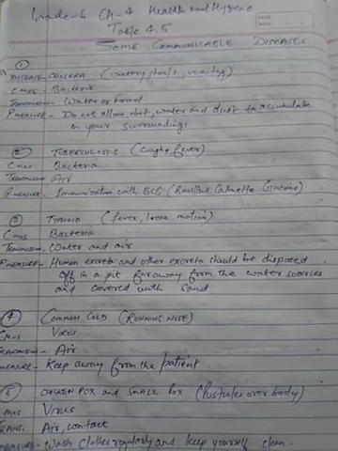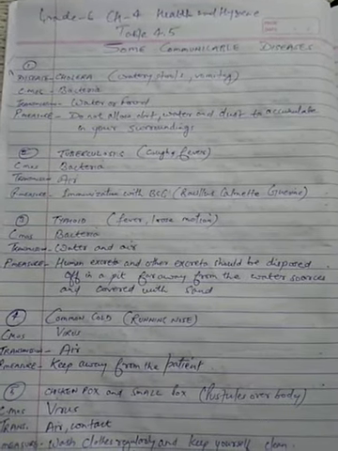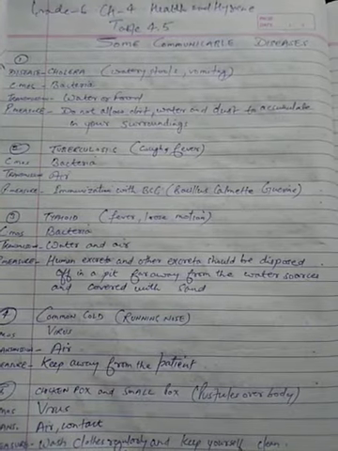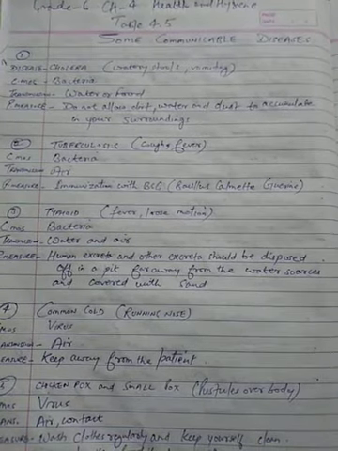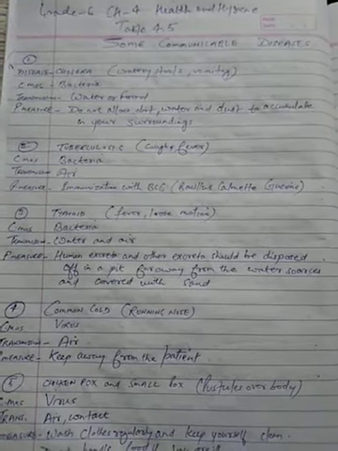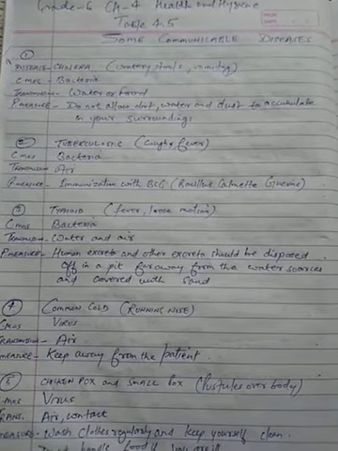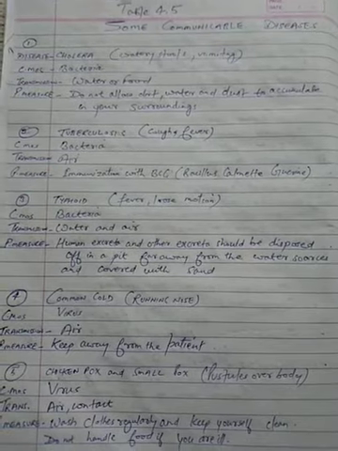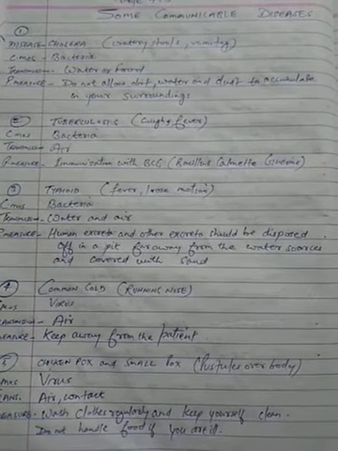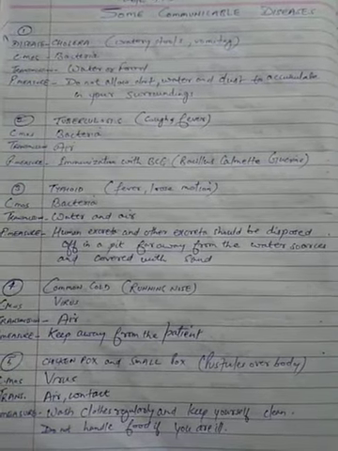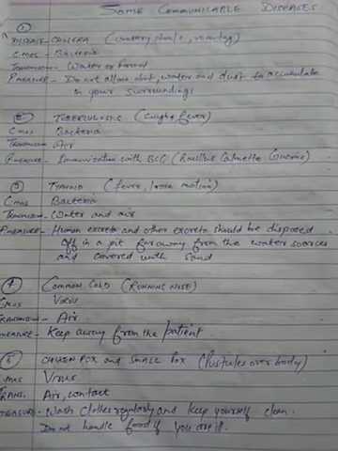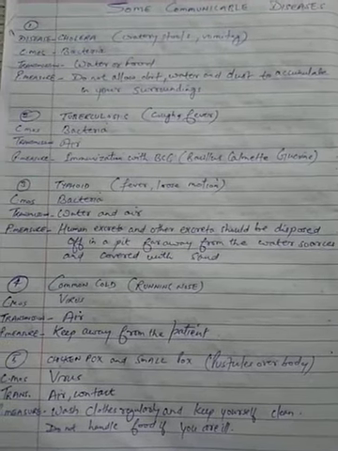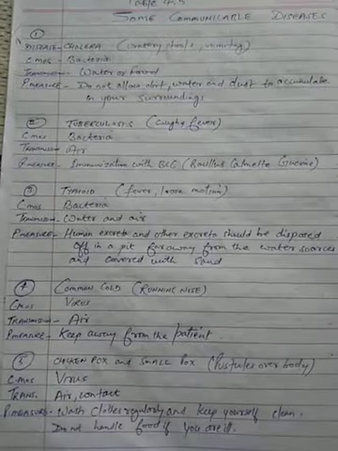Good morning, students. So today we will continue with chapter 4, that is health and hygiene of class 6 biology. Students, today we will discuss table 4.5, that is some communicable diseases. In this table, we will discuss some of the diseases which spread from an infected person to a healthy person. Okay.